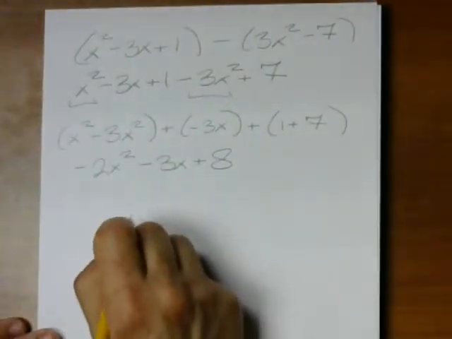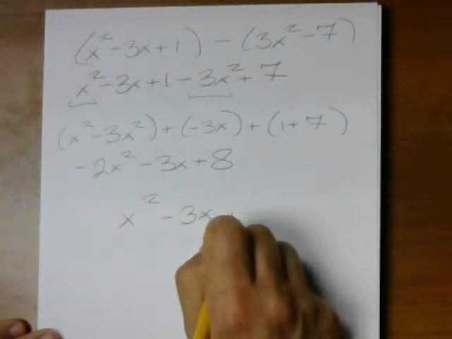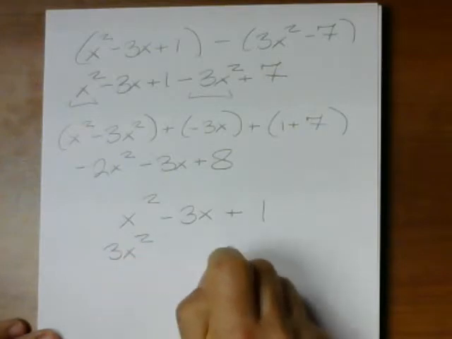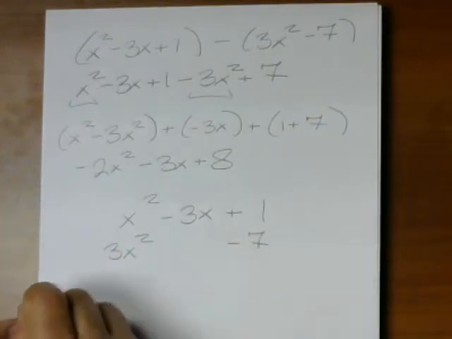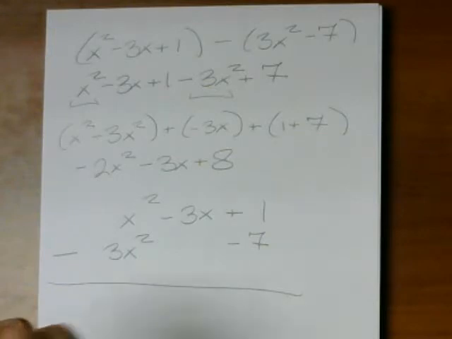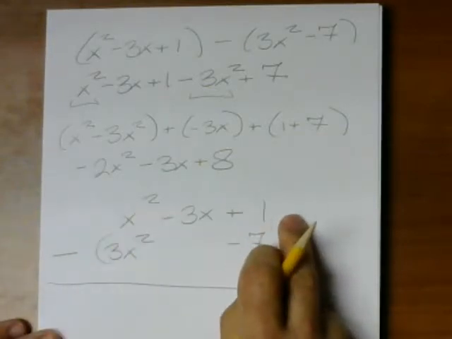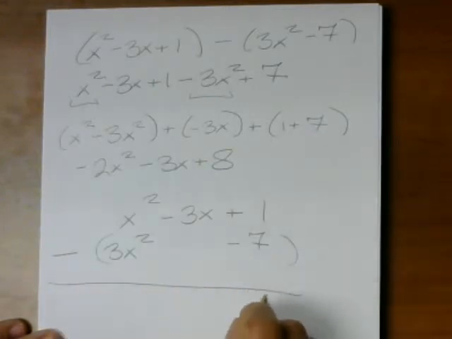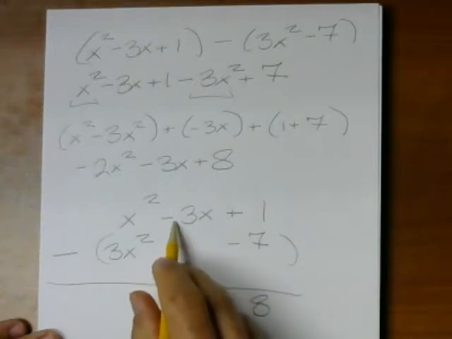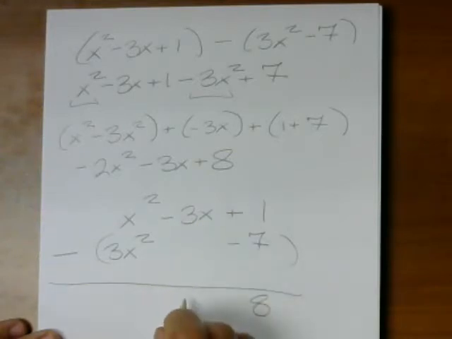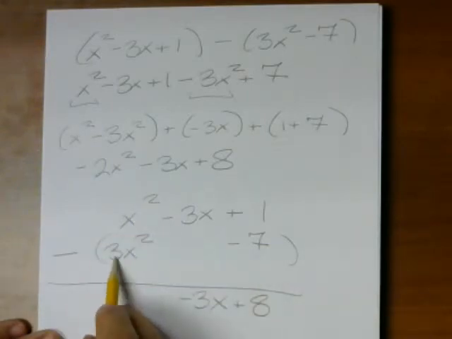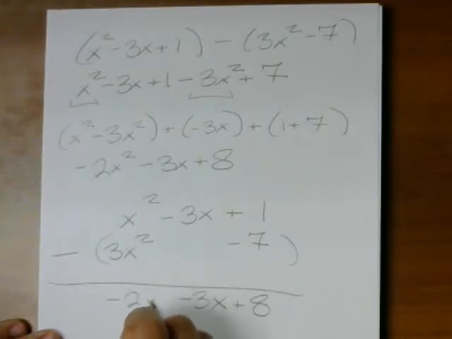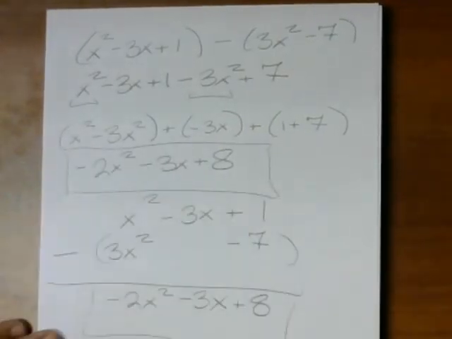I could actually write it like this. And now I'm subtracting this thing from this. So basically, I can go here and I could say, okay, I have 1 minus minus 7. What's 1 minus minus 7? That's 8. This is minus 3x and then nothing. If I subtract nothing from minus 3x, I just get minus 3x. And then what do I have here? I have x squared minus 3x squared. That's going to be minus 2x squared. And notice we get the same thing. It doesn't matter how we do it.